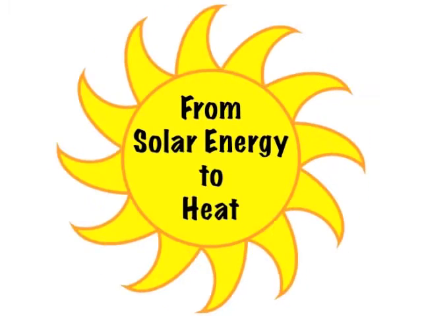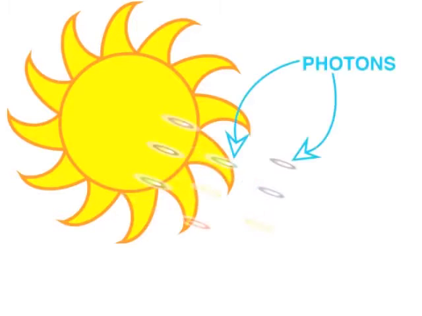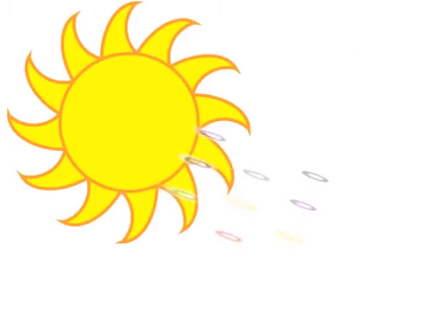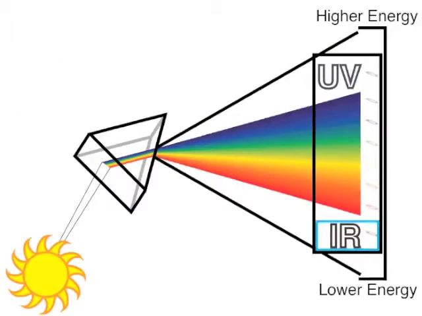From solar energy to heat. Energy travels from the sun as particles of light called photons. Photons are packets or envelopes of energy. Different photons have different energies. All photons, especially low-energy infrared photons, can cause objects to heat up. We cannot see light from infrared photons.